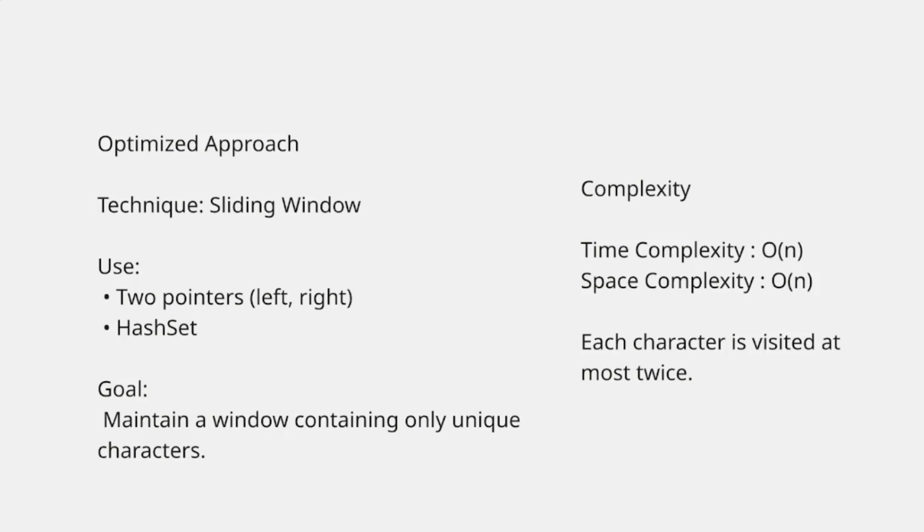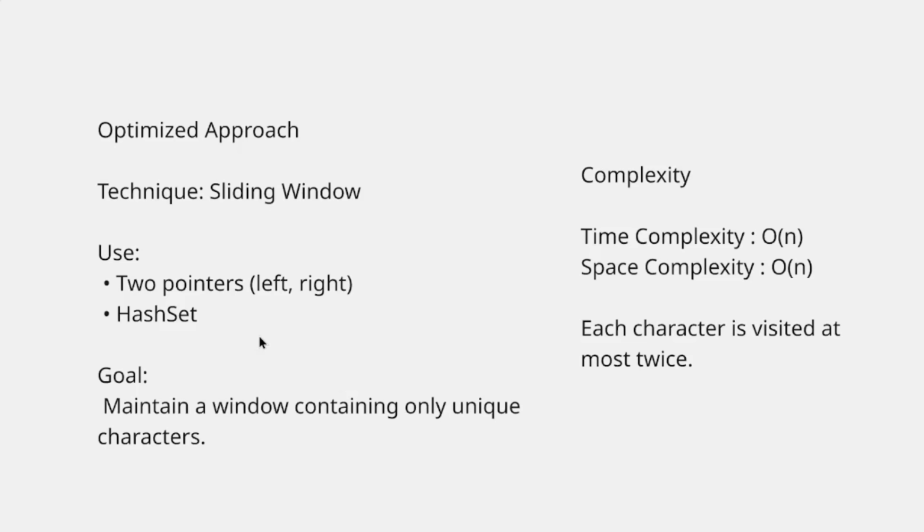So let's see how it works. If the character is not present in the set, add it and expand the window. If the character is already present, it means a duplicate, so we move characters from the left until the duplicate is removed. At every step, we update the maximum length, and this way we can check the same substring again and again. The time complexity is O(n), and the space complexity is also O(n), and each character is visited at most twice.